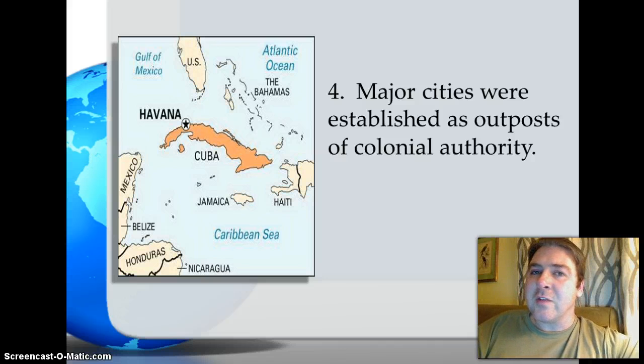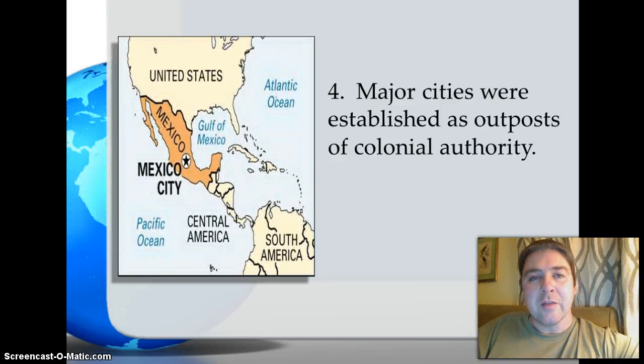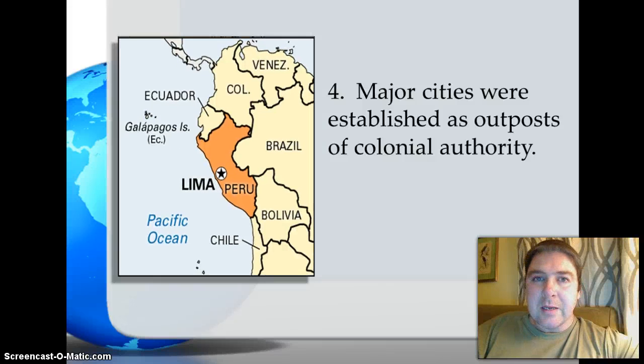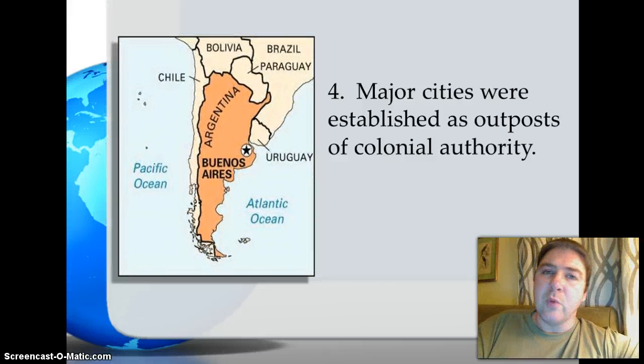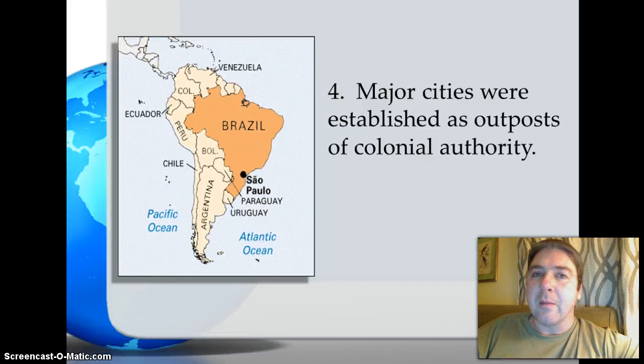One's mentioned in the standards that we probably want to know the locations of would be the city of Havana in Cuba. We would want to know, as an example, Mexico City, built on top of the old Aztec capital in Mexico. Lima on the Pacific Ocean in Peru. The city of Buenos Aires in Argentina, and in the Portuguese colony of Brazil, Sao Paulo. Okay, so these cities are examples of European cities that were built to show colonial authority, to show the power of the Europeans.